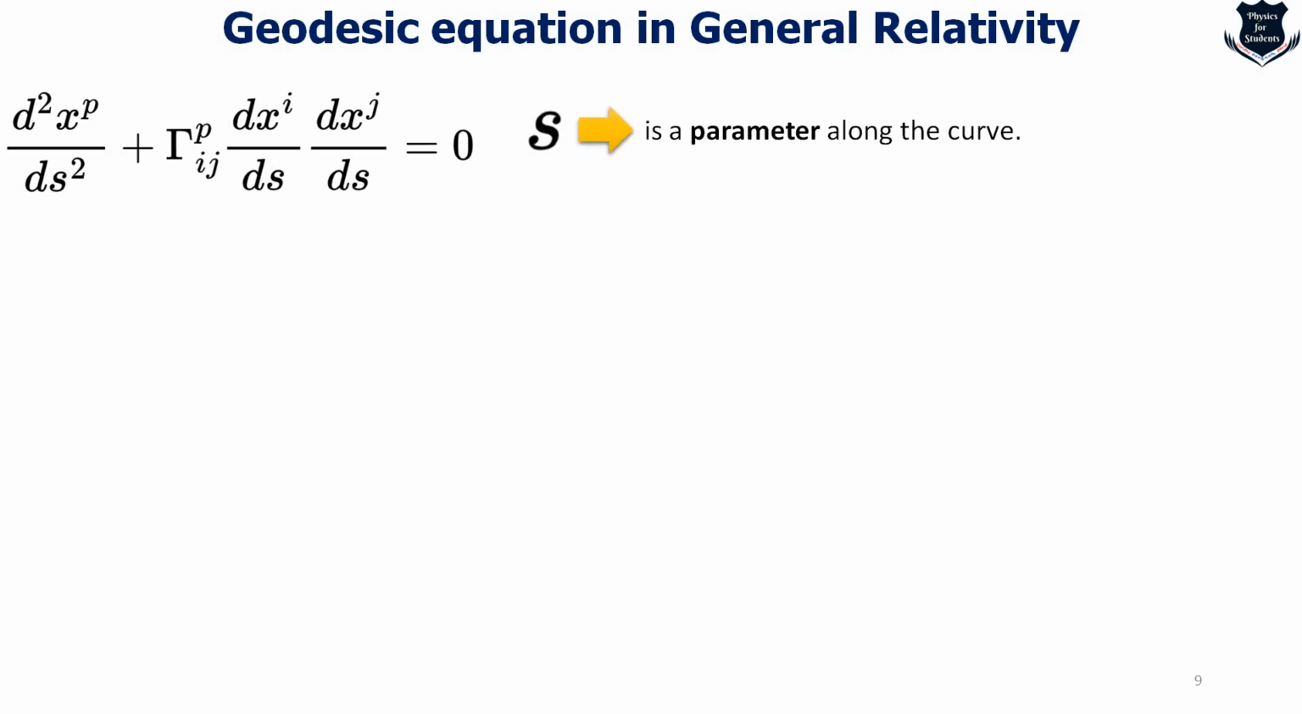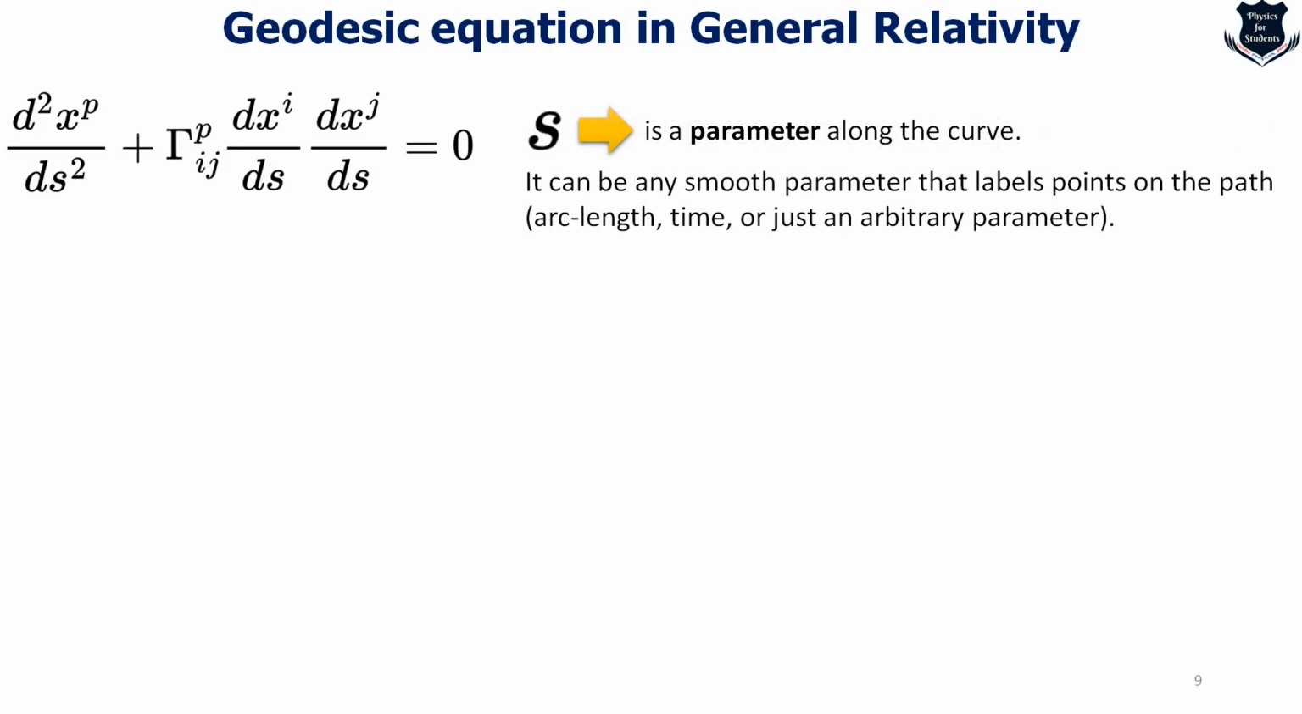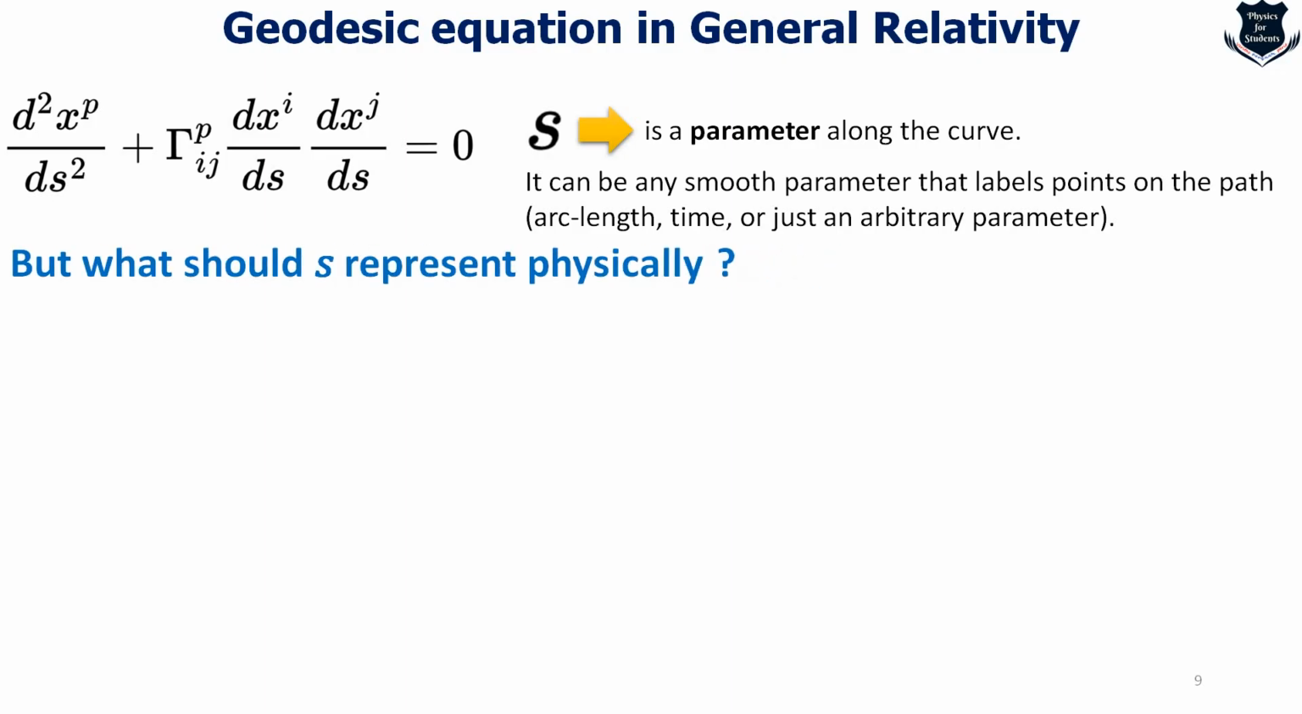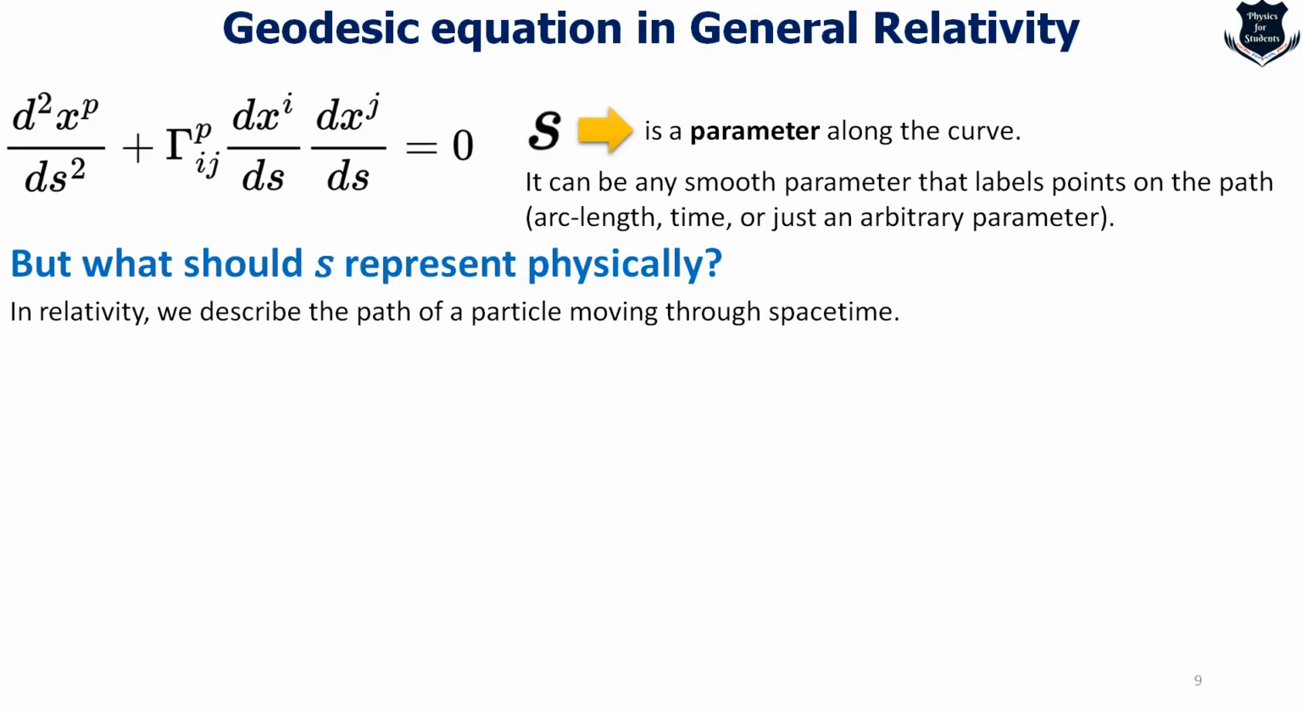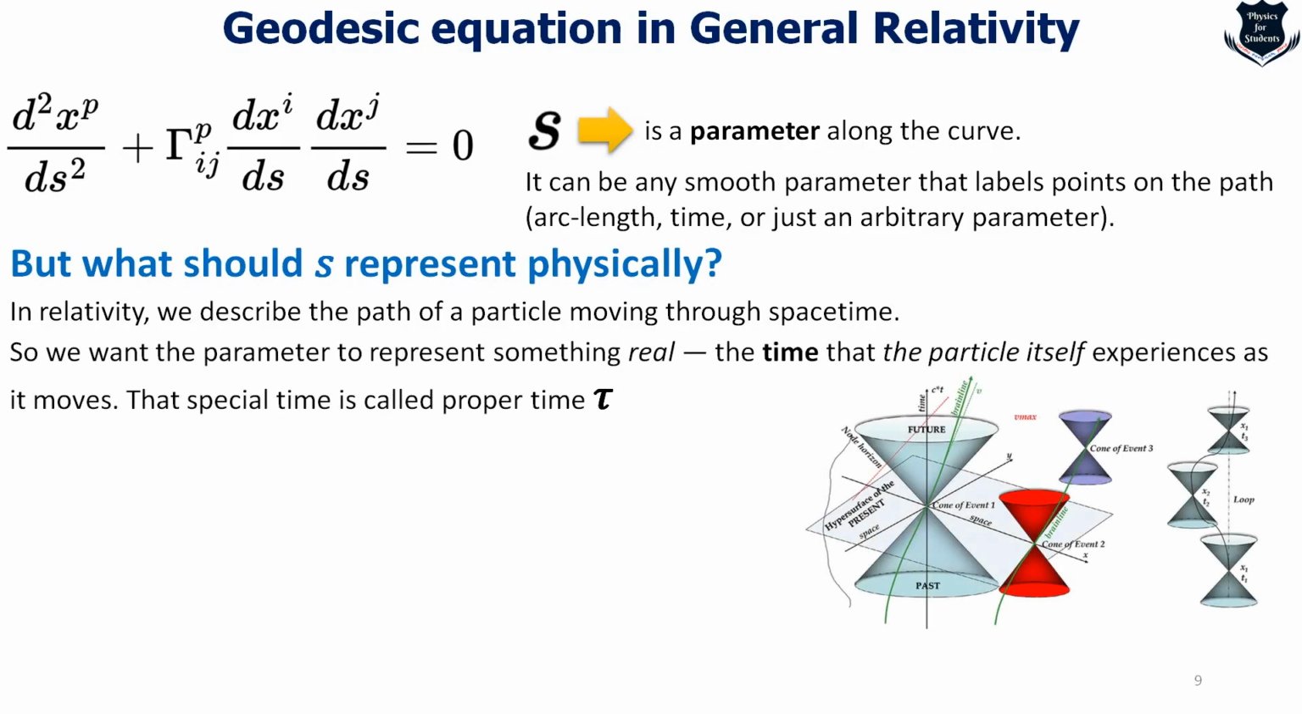So s is nothing but a kind of parameter in a curve. In relativity, we represent the motion of a particle not just in space but in space-time, that is, both in space and time. The question, as I asked you before, is what should s represent physically? As I have already told you, it describes the particle moving through space-time. So we want the parameter to represent something real.